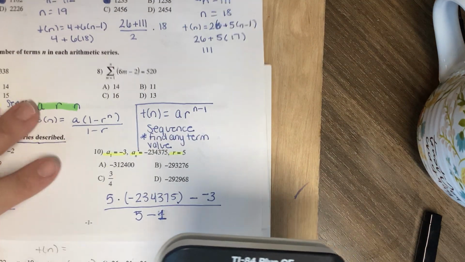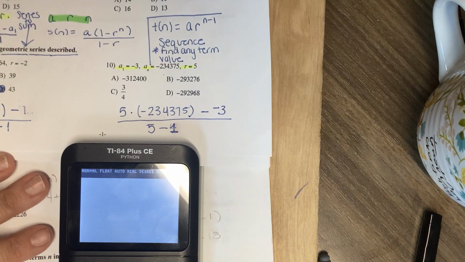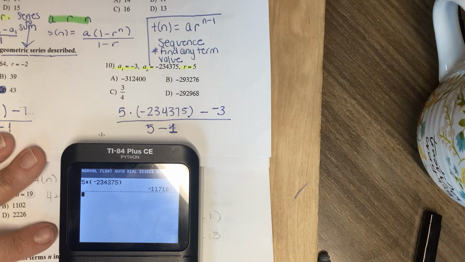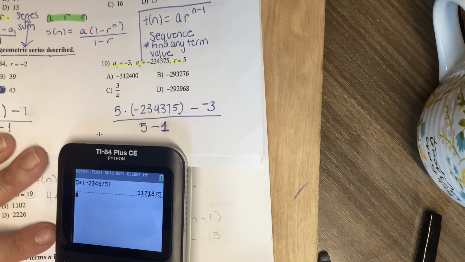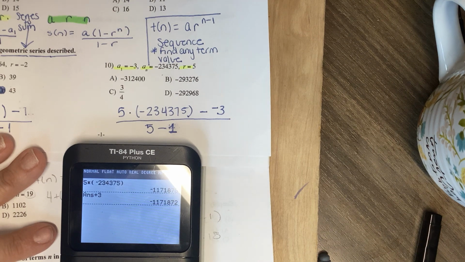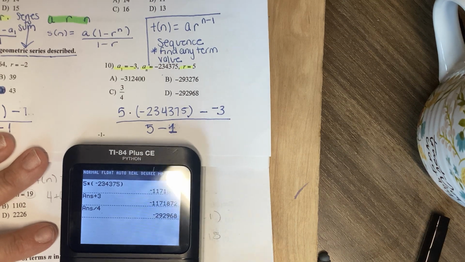All right, and so then we're just going to put that into our calculator. So we're going to say 5 times, if you want to do parentheses, you can, -2343.75, close your parentheses. It gives you that number here, which is 1171.875, minus a -3, so plus 3. And then we're going to divide that by 4. So -2929.68.